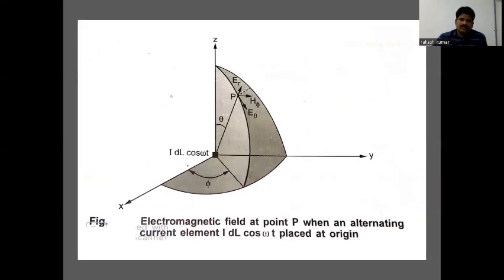Now see the same thing here. The alternating current element is placed here, and this is the point of observation. Here three things are there. You want to study the radiation field in the spherical coordinate system.